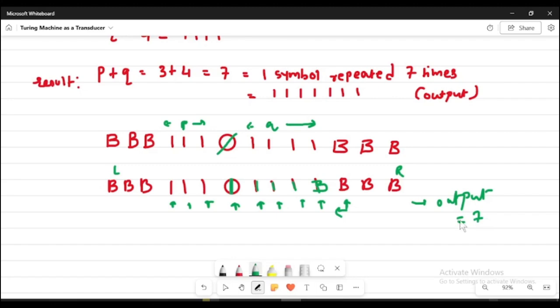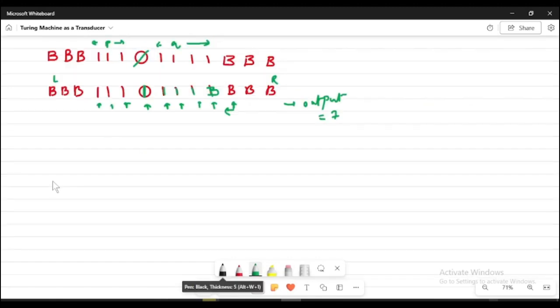So let's see how we can design this Turing machine. I hope you understood the logic. Let's see how we can design a Turing machine for this particular logic. So we will take an initial state Q node.